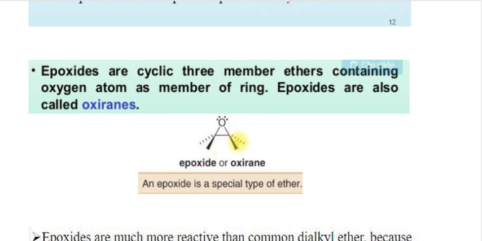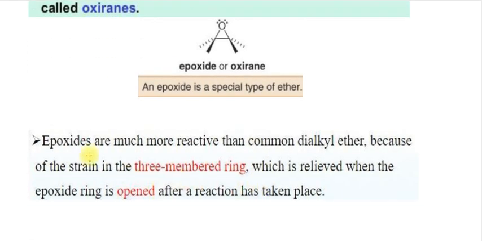Here is given the structure of the oxirane. An epoxide is a special type of ether. Moreover, epoxides are much more reactive than common dialkyl ethers because of the strain in the 3-membered ring, which is relieved when the epoxide ring is opened after a reaction has taken place. Anyway, we are concluding what an epoxide is.